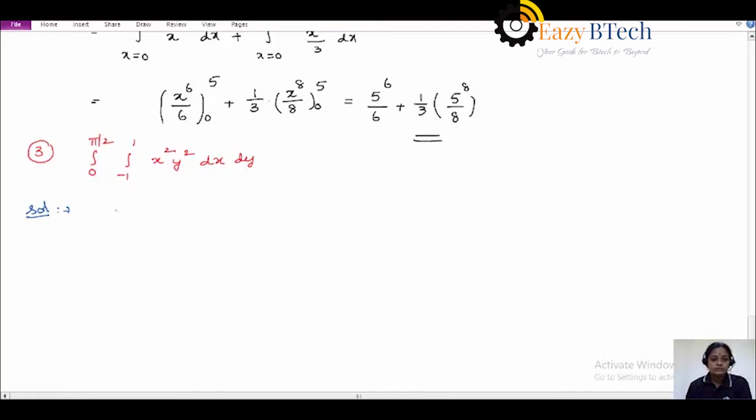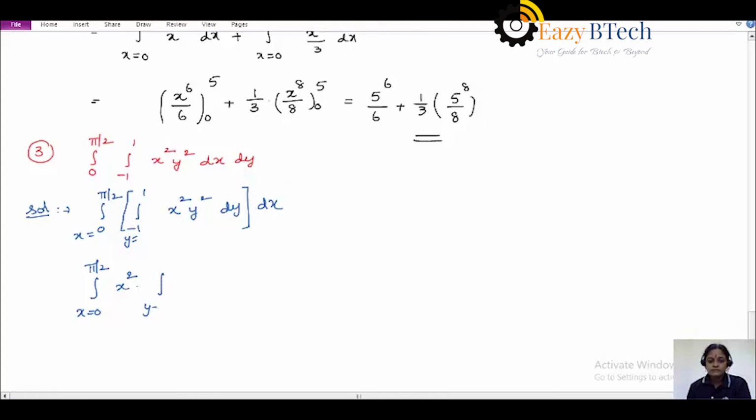Okay, now I am doing the integration of this one: 0 to pi by 2, minus 1 to 1, x square y square dy dx. At first I am writing dy, that means these limits are y limits and these limits are x limits. Then integral x is equal to 0 to pi by 2, x square as a common. For y square we are doing the integration y square dy and then dx.